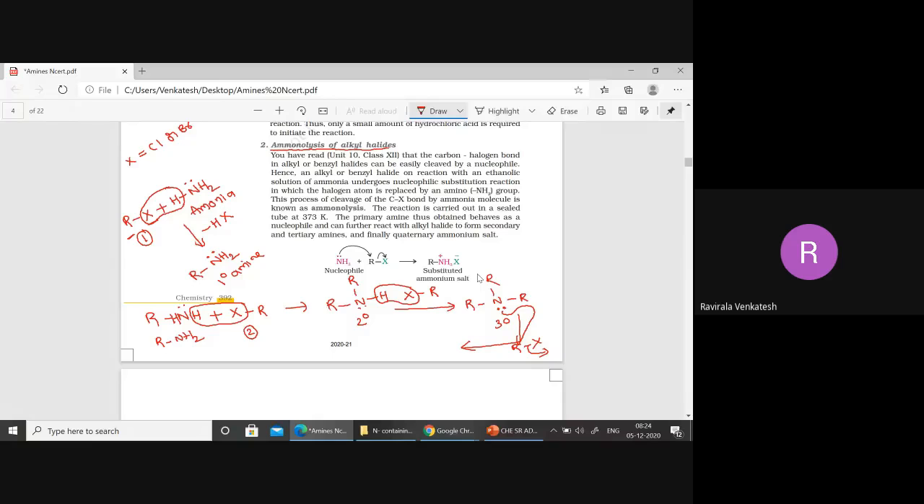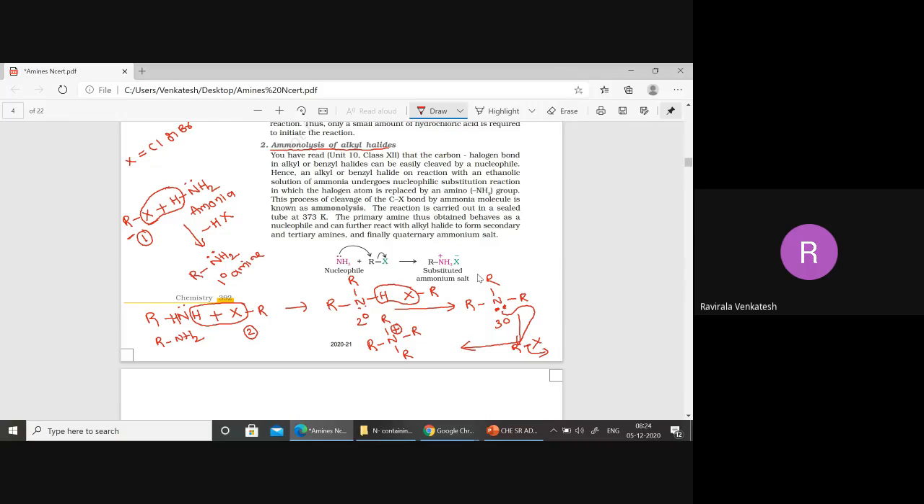So this lone pair is donating to whom? To R, actually. So what happened here? R, N, R, R, R. Nitrogen donated its lone pair to the alkyl group. That is the reason nitrogen will get a positive character.